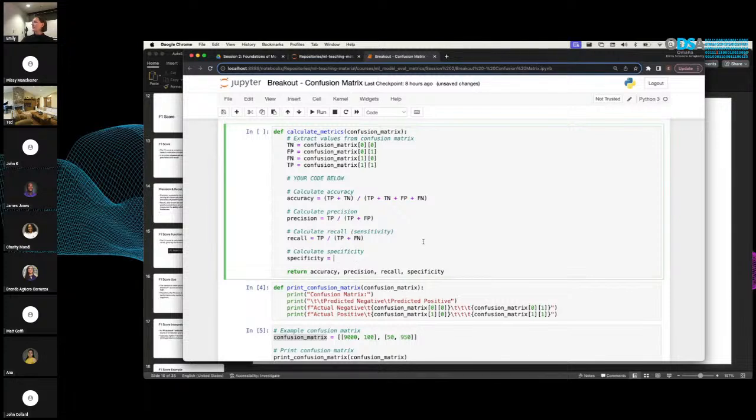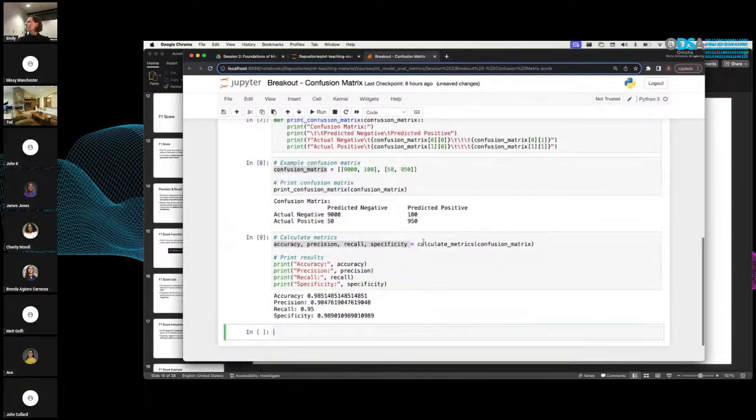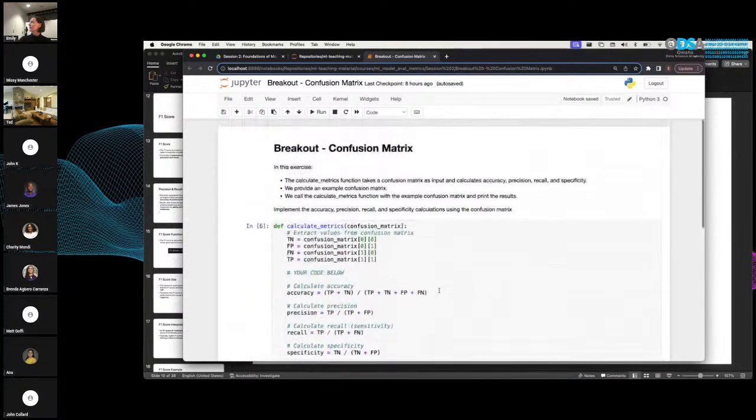And the last one, specificity. Anybody want to share that? Perfect. Thank you, Missy. All right, true negative over true negative plus false positives. All right, we're going to run this. And there we are. We have our accuracy, our precision, recall, and specificity for this data set.